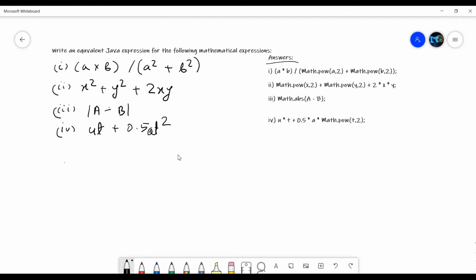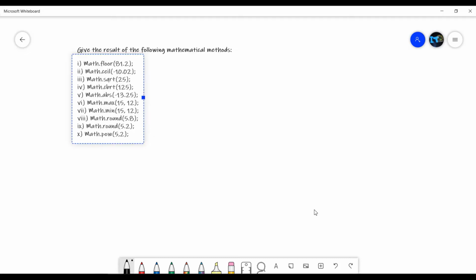So this is all about the equivalent Java expressions using the varieties of Math functions. Okay, so let's go to my next question. First, give the result of the following mathematical methods. Some values and mathematical functions are already available here, and you have to calculate the result and say what will be the output.